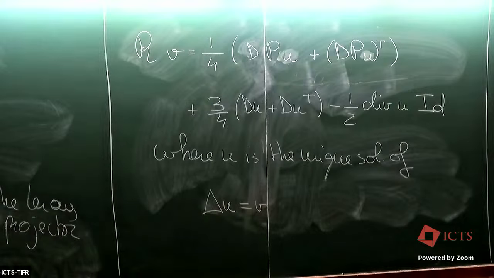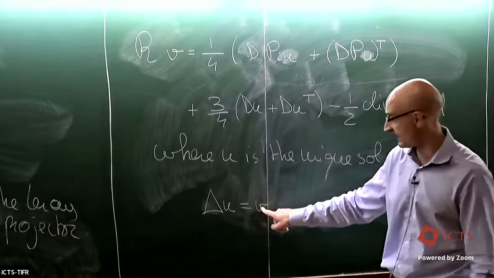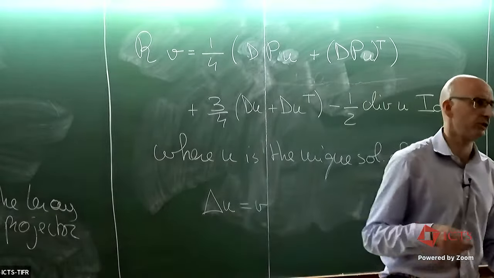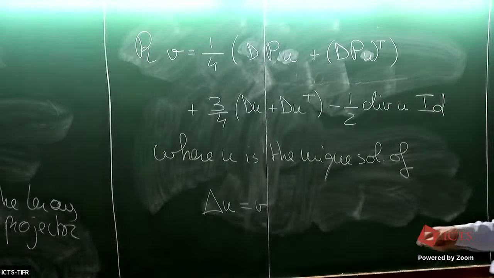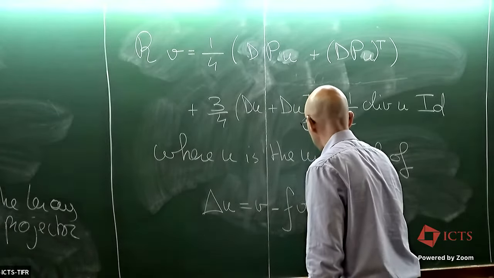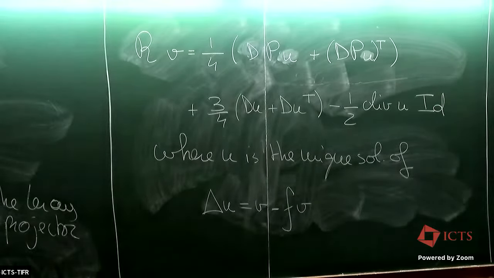And of course, you recognize immediately it's only well defined if the average of V is equal to 0, because otherwise I can't actually invert the Laplacian. But I could extend the operator to general vector fields easily by just saying, let me subtract the average of V, and then I have something which is average free, and then the operator is always defined, but then it's not an inverse of the divergence unless the average of V is equal to 0.